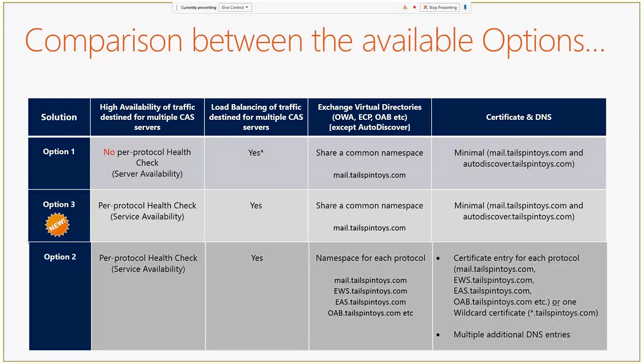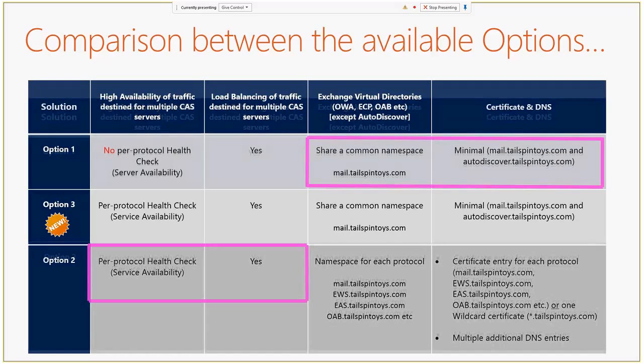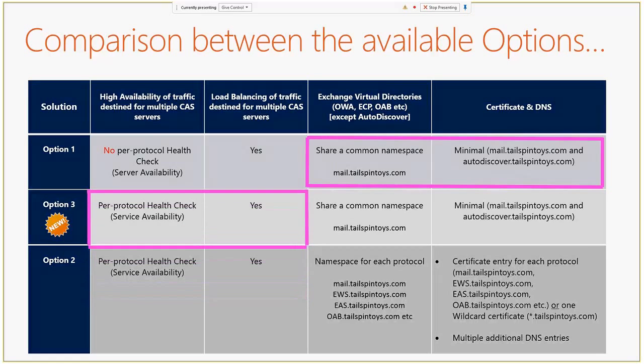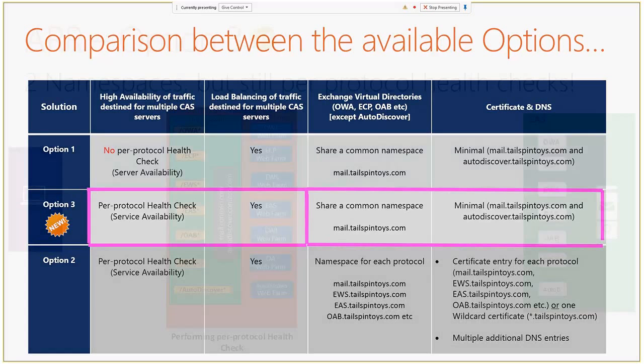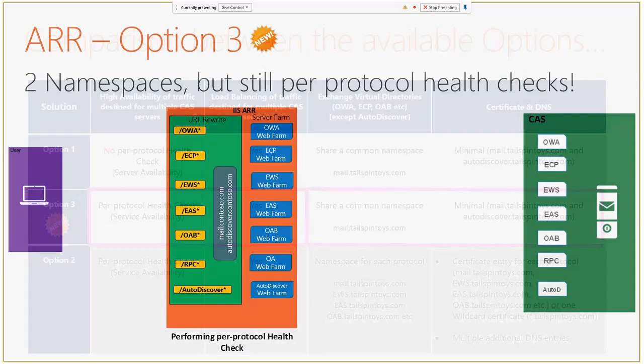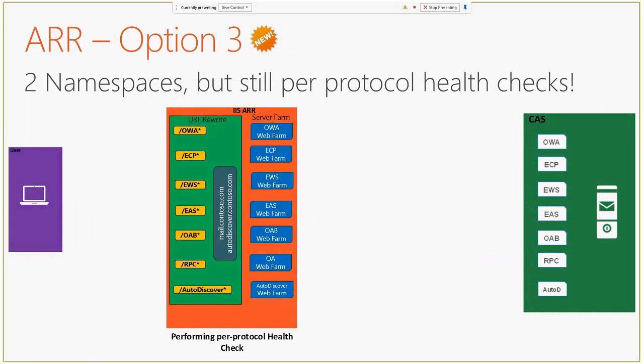So the difference between those, if you have a look at that, is that the pink boxes are kind of the best of both worlds really. Option 2 has the per protocol health check, and option 1 has the common namespace, which we would want to have. And option 3 really gives us those two together. We'll have a look at that and how that goes. And the idea is that we're going to use the regex capabilities of the URL rewriting rules.